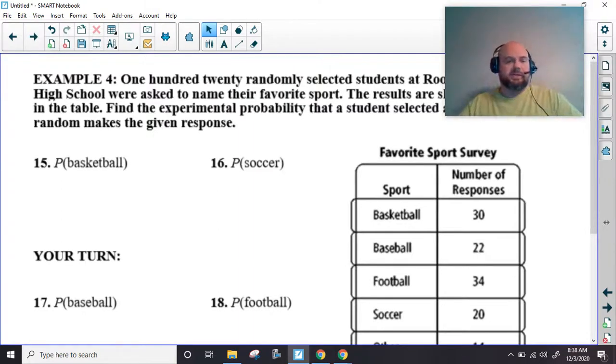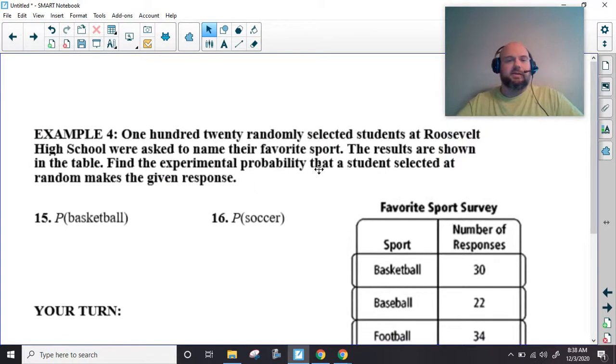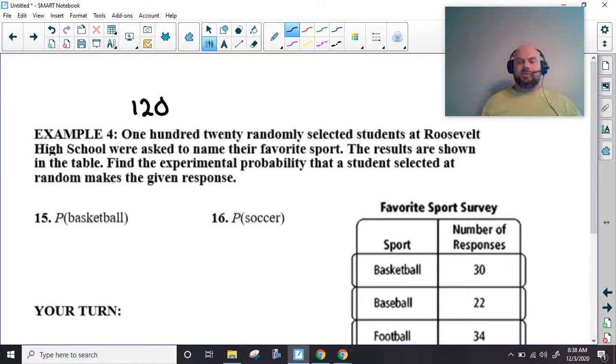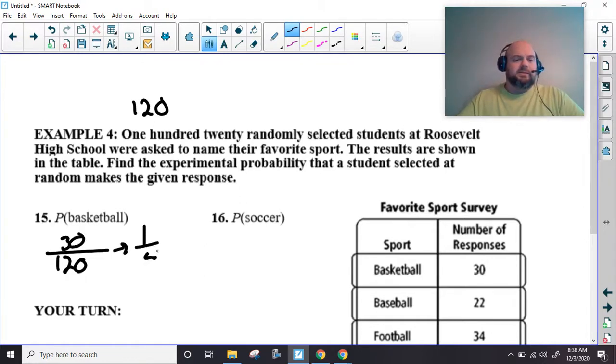Oh, yeah. So there was a thing. 120 randomly selected students. So that's what we have. And then what we want is, I know I'm going to have 120. Probability they like basketball, 30. This is 1/4.